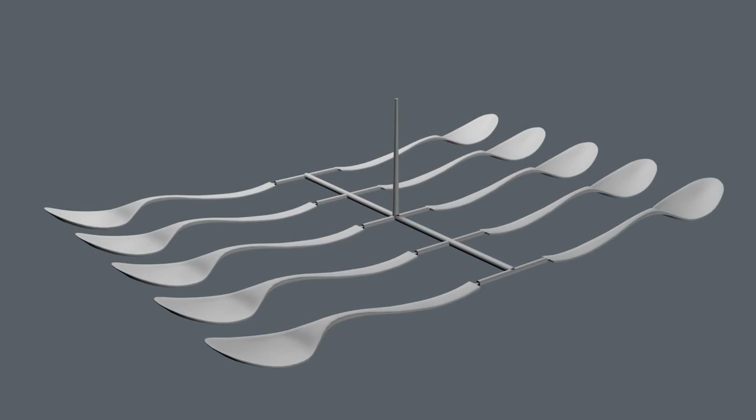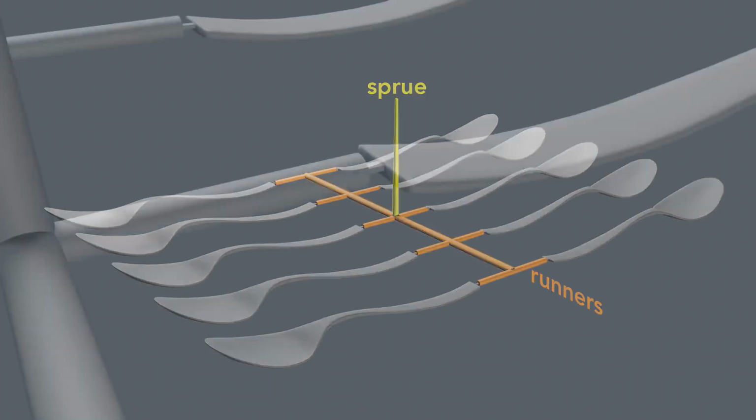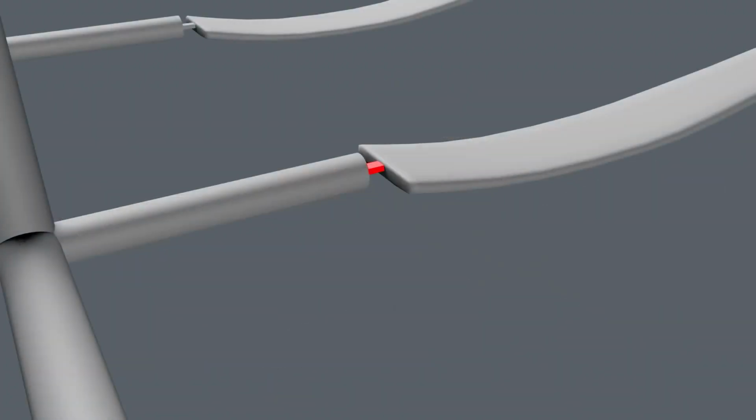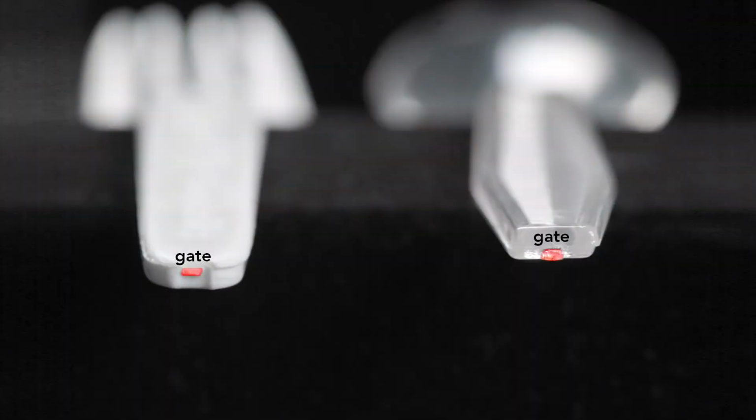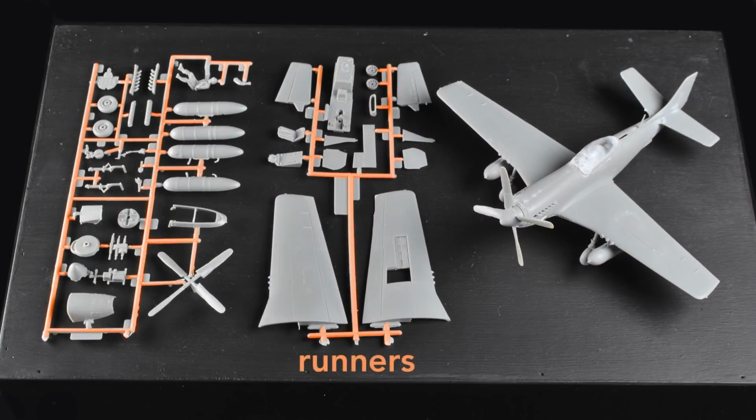Smaller objects are made in multiples in a single mold. In these, the sprue connects not to the part itself, but to a network of distribution tunnels called runners. The runners fan out from the sprue and connect to each cavity in the mold via a small, typically rectangular, entrance called the gate. You can see the gate on plastic cutlery. The parts for model planes typically come still attached to their runners.